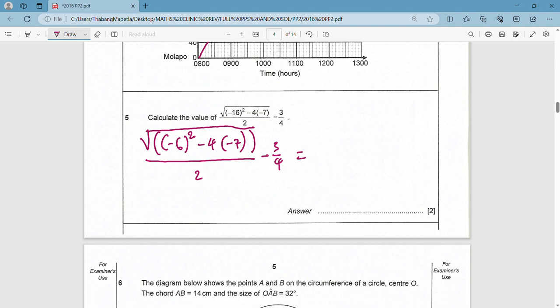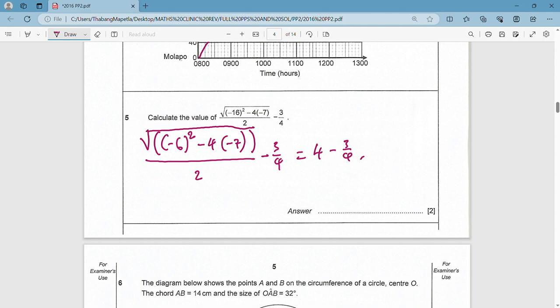I had, okay, 1, 2, times negative 7. So it's going to be 8. 8 divided by 2 is 4. 4 minus 3 over 4. Let me confirm that. So the answer is going to be what? 3 and 1 over 4.